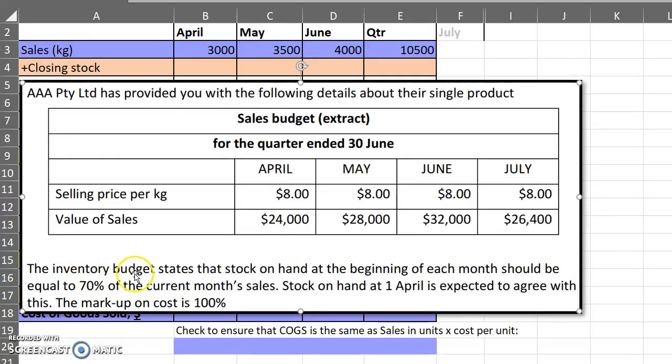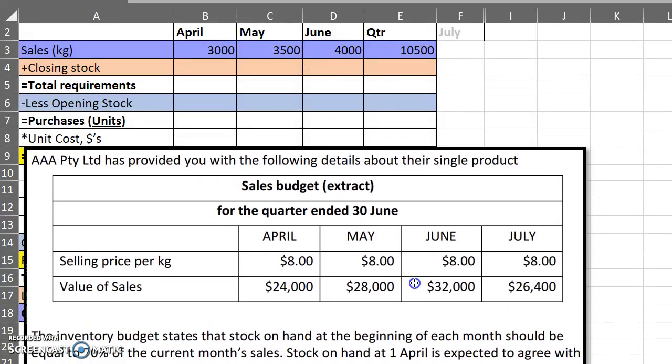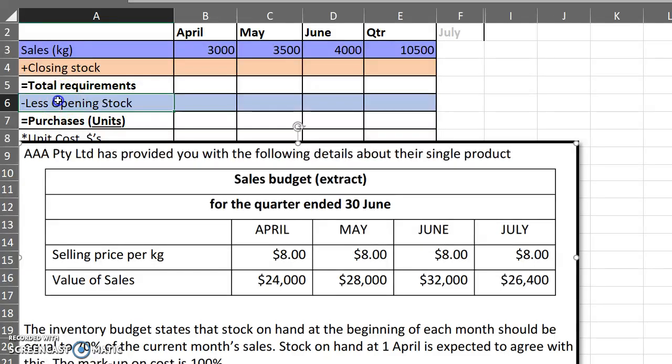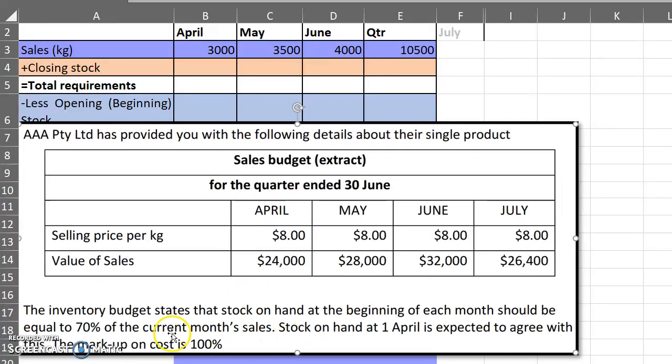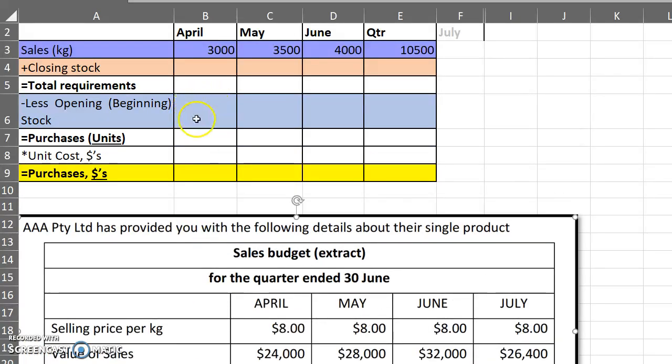It states that stock on hand at the beginning of each month, so we can go and find beginning or opening stock, because opening also means beginning, happens to be 70% of the current month sales. So how many kilograms of whatever it is we're selling do I want to have in my shop on the 1st of April? 70% of total sales for that month.